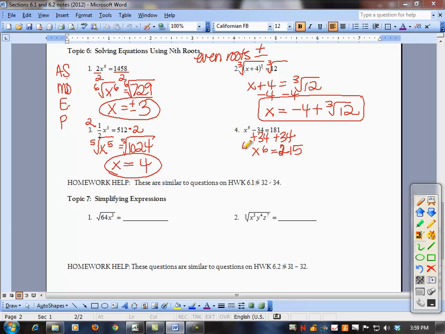To get rid of a 6th power, I take a 6th root. Because it's an even root, my answer is going to be plus or minus. The problem is when you put the 6th root of 215 in your calculator, you get a decimal. So we're going to leave this as the 6th root of 215. Not pretty, but I like that better than a decimal answer.